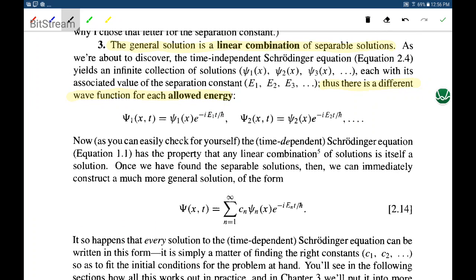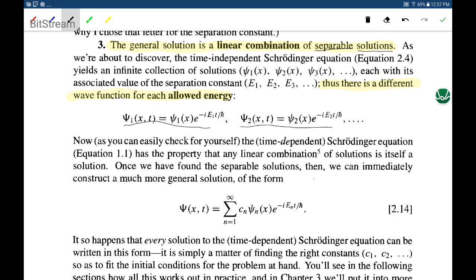Okay, now the last part is the mathy bit. The general solution is a linear combination of separable solutions. So what that means is, for any number of solutions that we found by doing the separation of variables, we can just make a linear combination of them. That literally means we just add them all up. So if I have psi 1 corresponding to energy state 1, and psi 2 corresponding to energy state 2, I can simply take a summation of them all.